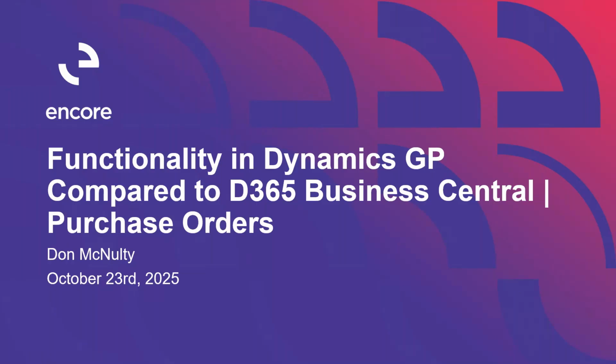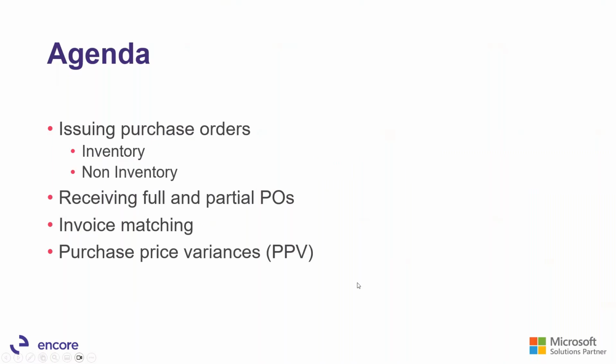Thanks very much, Katie. So welcome. I'm going to be talking today about Business Central and purchase orders. The first thing we're going to talk about is how we issue a purchase order. We have two types of purchase orders that we need to discuss today, inventory and non-inventory, because there's a significant difference in the way that GP handles it versus Business Central in the non-inventory method.